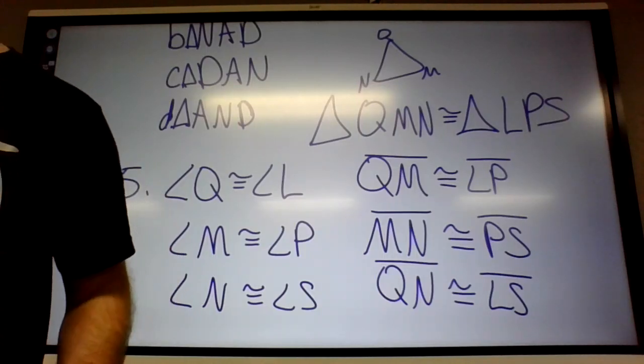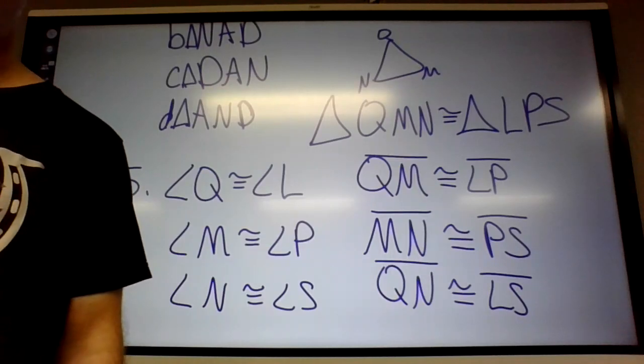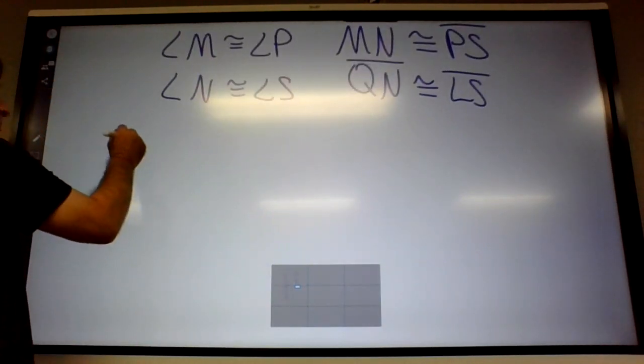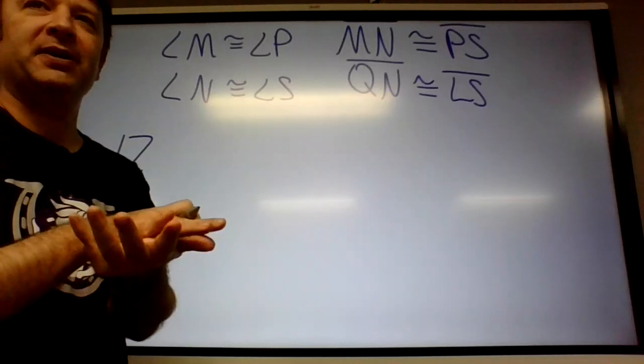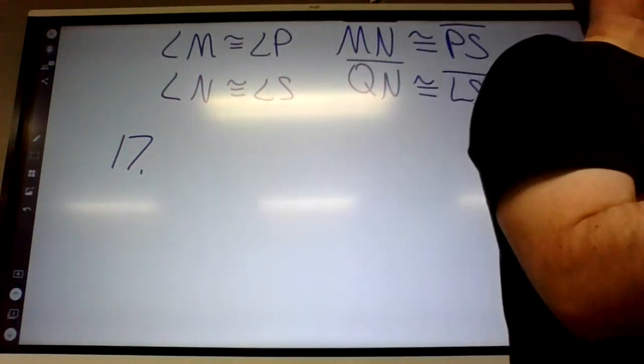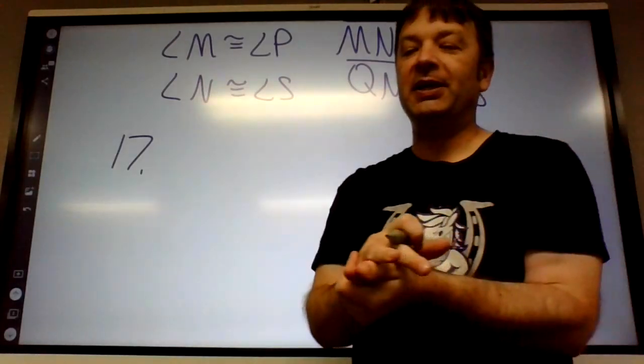All right. 17. Had to throw some fun ones in there. All right, so we're trying to say that these two triangles are congruent. To say the triangles are congruent, right now, all we know is that we have to say all the angles are congruent and all the sides are congruent. So we kind of need 6 facts.